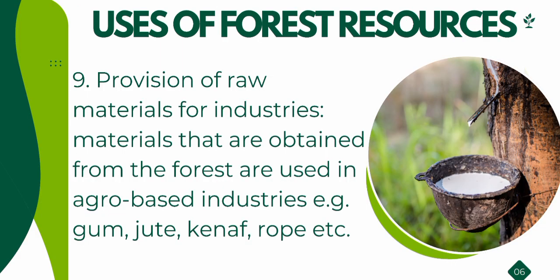The next one is provision of raw materials for industries. Materials that are obtained from the forest are used in agro-based industries. For example, gum, jute, kenaf, sisal, rope, palm fronds, pulpwood, timber, and resins are used in factories for making different products.